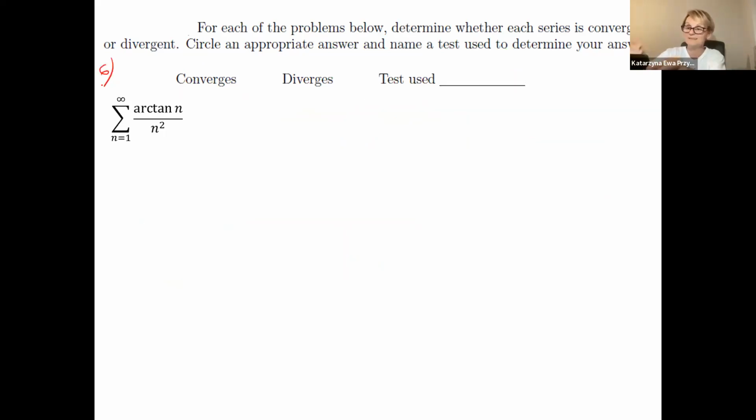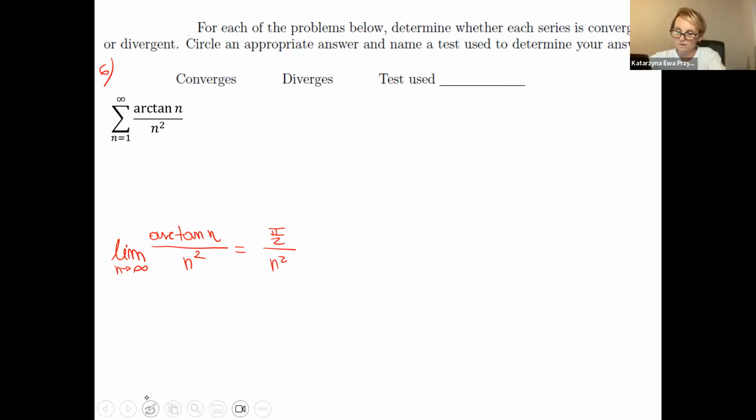Example number 6. Infinite series from 1 to infinity, arctangent of n over n squared. What if we use the limit? Please tell me what is the limit, because we are supposed to do the test for divergence, the nth term divergence test. What is this limit at infinity? Arctan of n over n squared. It is 0, right? Because it's kind of like pi over 2 over n squared.